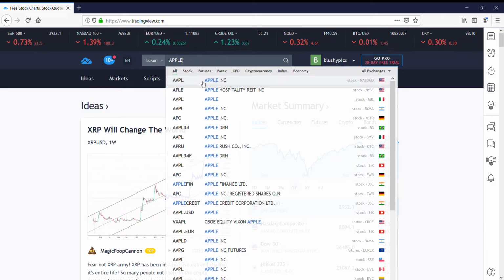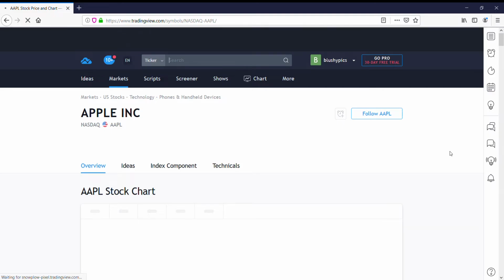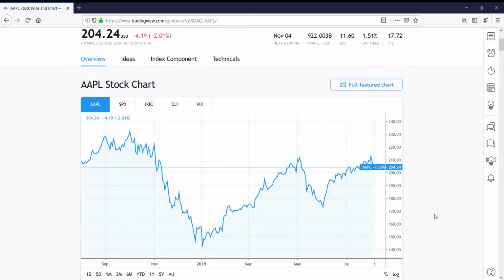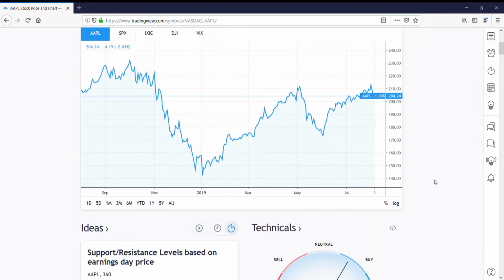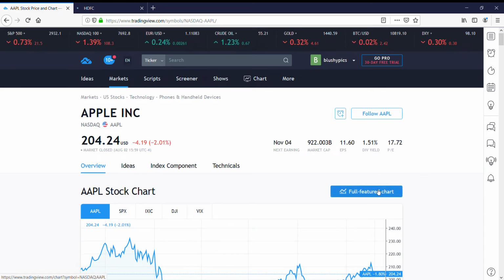You can say Apple Incorporation. Now this is opening right now. Apple's closing yesterday, on Friday, was 204, and it was 2% down. So what you have to do is go on this full feature chart.